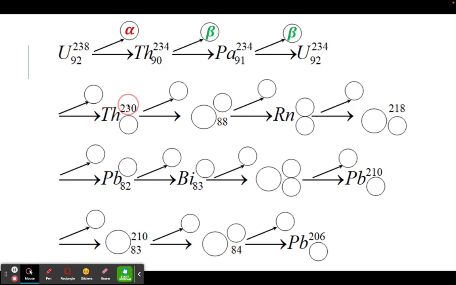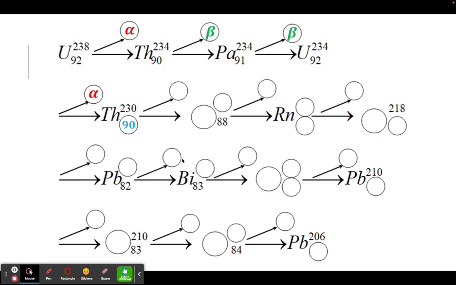So again, we go from 234 to 230, we lost 4. That means that the top number of this particle is 4, and we went from 92 to 90, which means the bottom number lost a 2. So this particle must have top number 4, bottom number 2. So that, again, is an alpha particle. So this has undergone alpha decay. So we have our 90 there.